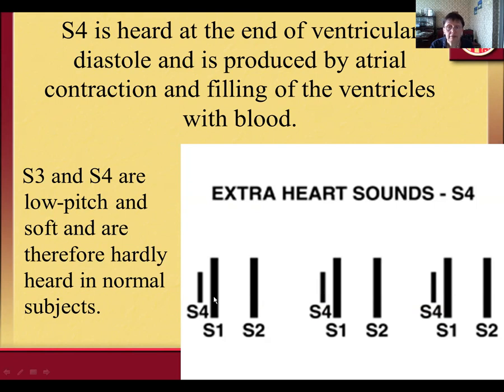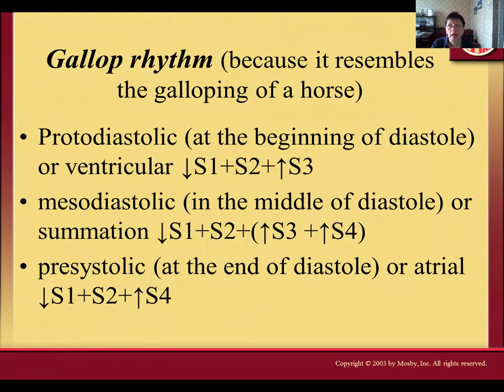How will we find S1? We will use the pulse on the carotid artery, and only S1 will coincide with this pulse. Next, we will review in short the different triple rhythms. First of all, it may be gallop rhythms, because they resemble the galloping of a horse.